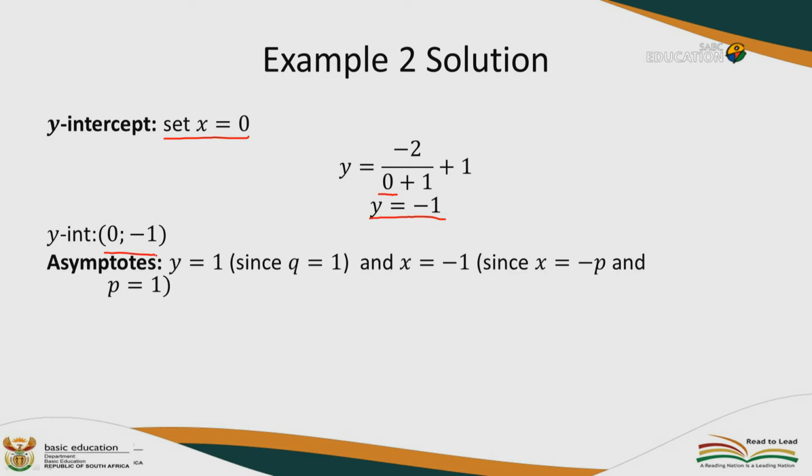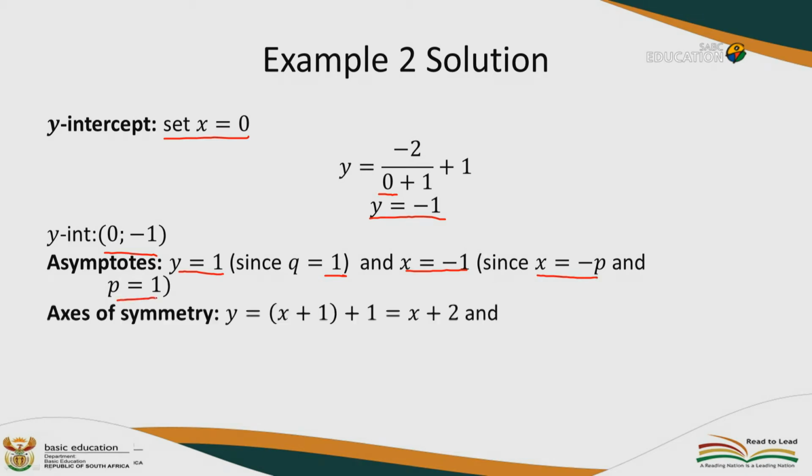All right, so in terms of our asymptotes, I've already explained that from just looking at the equation, our horizontal asymptote will be y equal to 1, since we can clearly see that q is equal to 1 from the equation. And we said that our vertical asymptote will be x equal to negative 1, since x equal to negative p, and we can clearly see that p equal to 1.